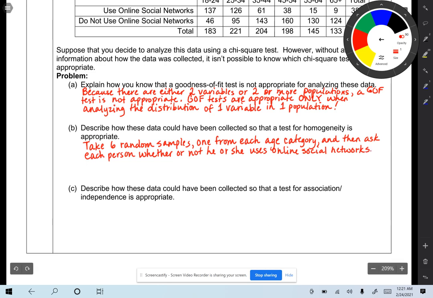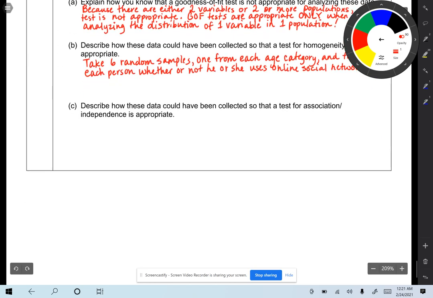Okay. And lastly, C, describe how these data could have been collected so that a test for association/independence is appropriate. So what you could do here is take one random sample and, one, ask age, and two, ask whether or not they use online social networks, so these are two variables.